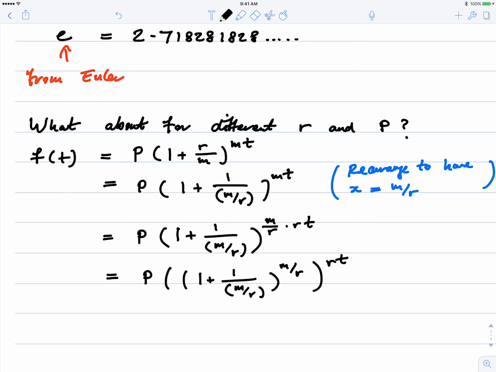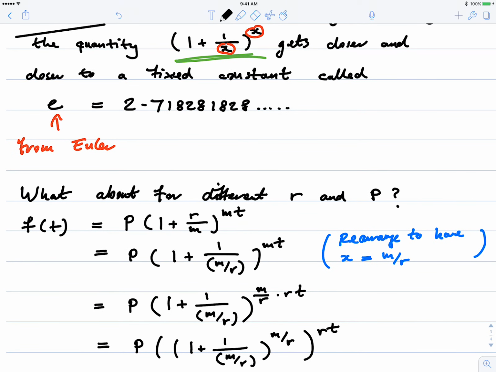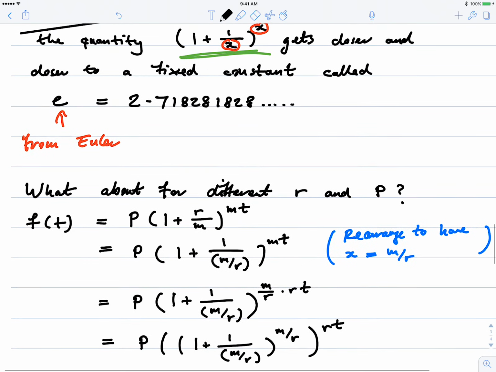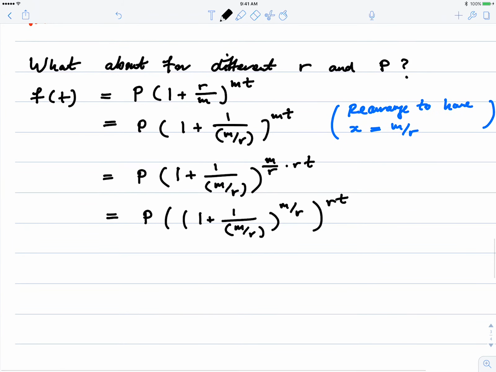Okay, so let's just have a look. Why have I done this? Let's go back to the formula above. This now, inside the bracket at the bottom, fits perfectly with the thing on top. It's 1 plus 1 over x, all to the power x, where x is equal to m divided by r. So notice, if I allow m to get bigger and bigger, m over r is going to get bigger and bigger. So as m grows, m over r grows.